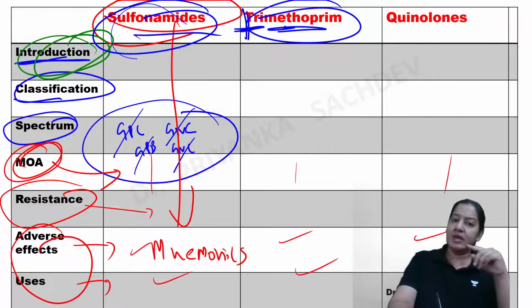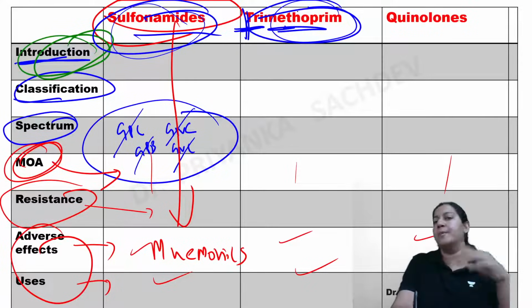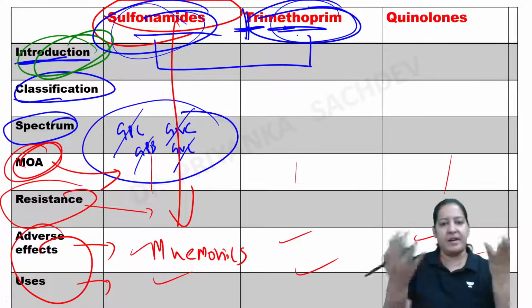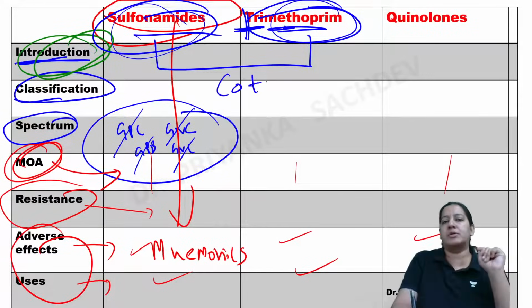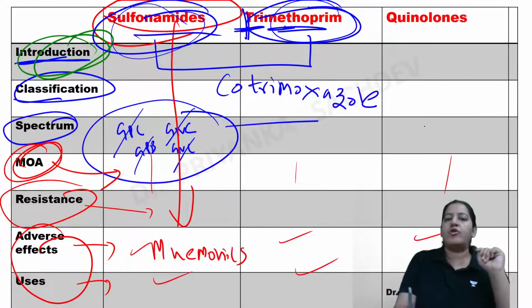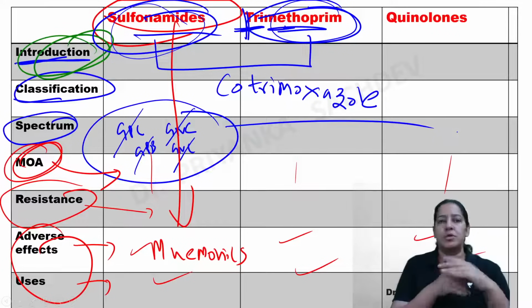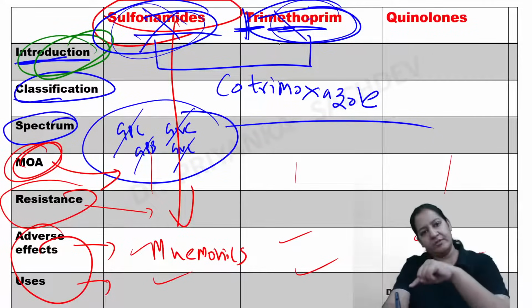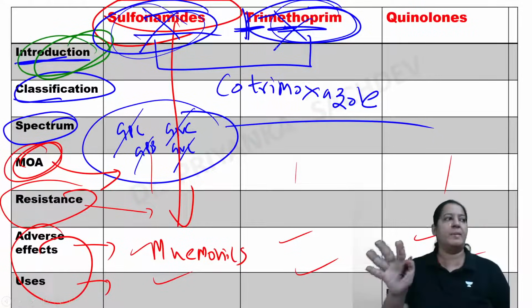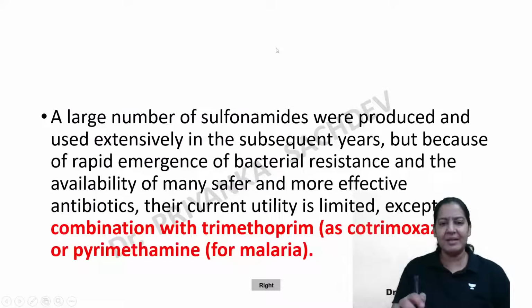Why? Because if we give sulfonamide alone or trimethoprim alone, bacteria develop resistance and they don't die. If we give them in combination, the bacteria die. The combination is known as cotrimoxazole. We never give these alone. We always give both of them in combination. This is a rule, so write this point in the introduction.